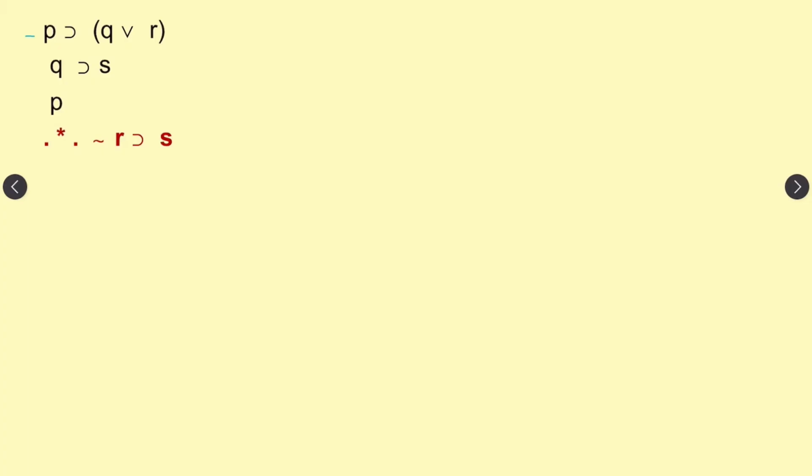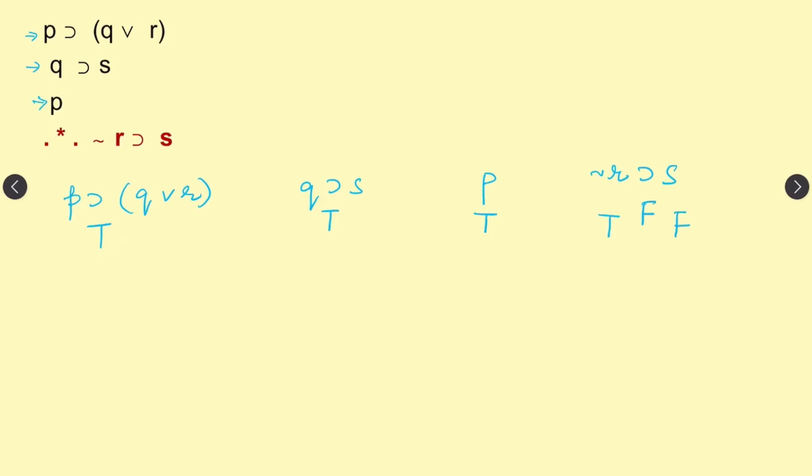In the next question we have three premises. Again we have to take all three premises as true and the conclusion as false. Let's solve this question: P horseshoe Q wedge R, Q horseshoe S, P, and then negation of R horseshoe S. You'll simply write T, T, T, and then this will be false. Again, this will be false only in one condition, when the antecedent is true and the consequent is false.